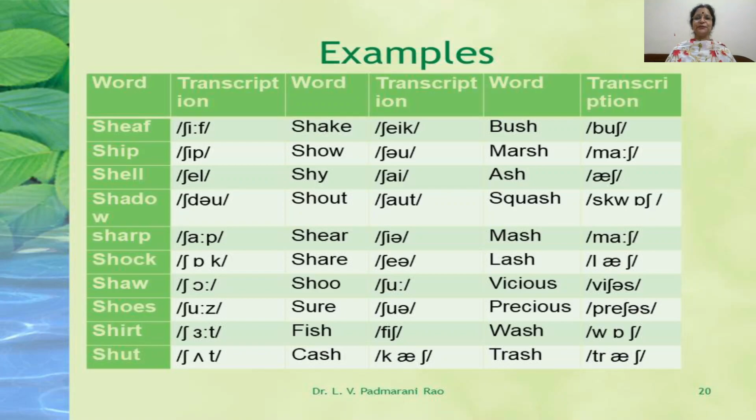Sheaf, ship, shell, shadow. I'm sorry, there is an A missing there, shadow. Sharp, shock, shaw, shoes. Shirt, the central long vowel. Shut, the back vowel.